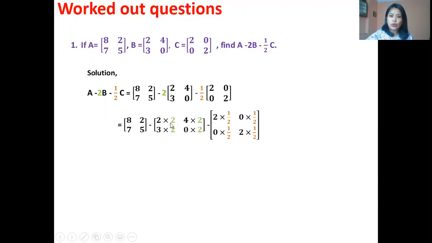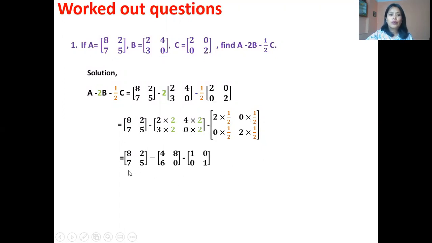So 2 multiplied by 2, 3 multiplied by 2, 4 multiplied by 2 and 0 multiplied by 2. Minus sign as it is outside. Same here. In the third term, the matrix is multiplied by only 1 by 2, minus remains outside. So 2 multiplied by half, 0 multiplied by half, 0 multiplied by half and 2 multiplied by half. Simplify these things. Now you will get this much.